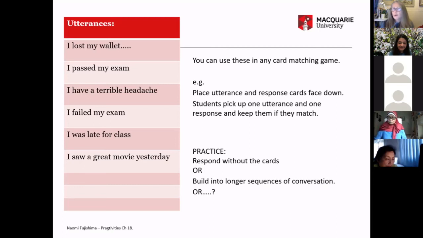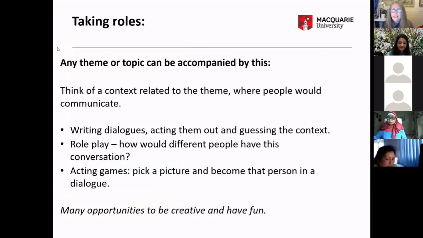Now, you can do an awful lot with role plays. I'm sure you know this already, but you may not have thought of it so much about pragmatics. So thinking about a context that's related to the theme or topic that you're teaching.